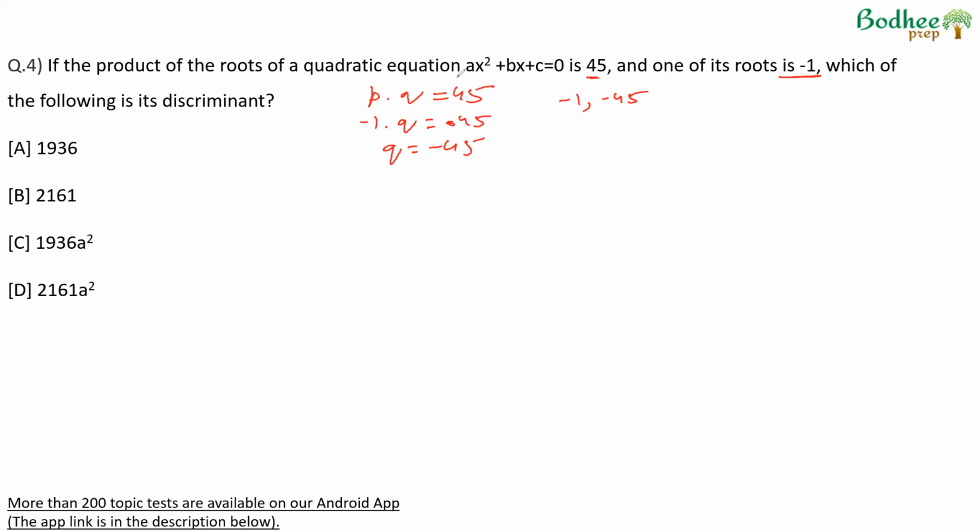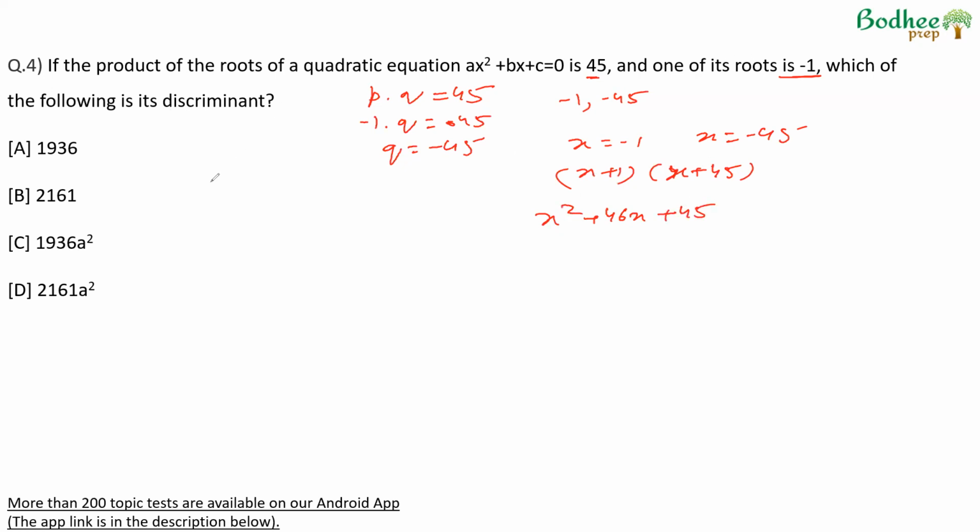If the product of the roots of the quadratic equation is 45 and one of its roots is minus 1, which of the following is the discriminant? Now from here we can write x is equal to minus 1 and x is equal to minus 45 are the two solutions, and therefore (x plus 1) into (x plus 45) is the equation that we have. So the equation becomes x square plus 46x plus 45.